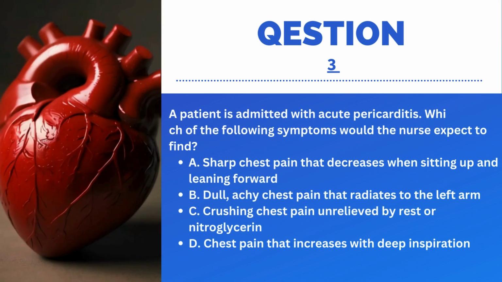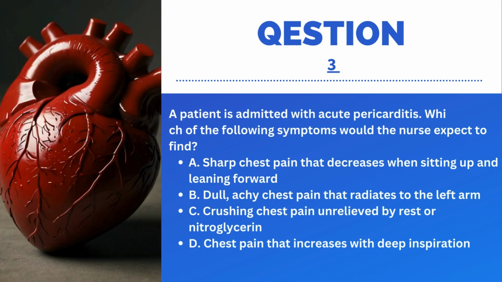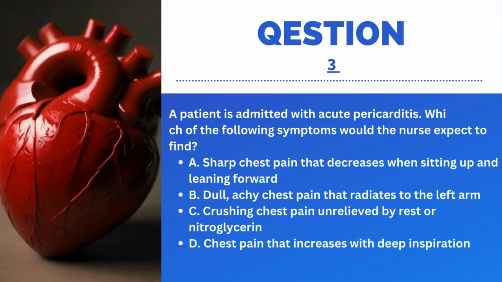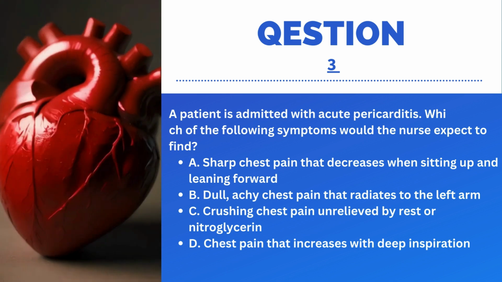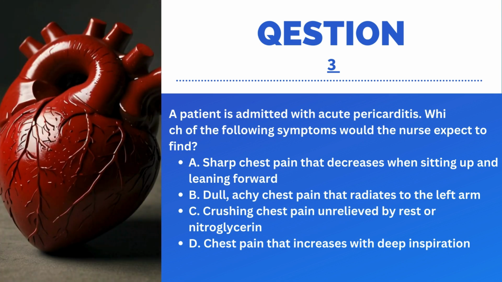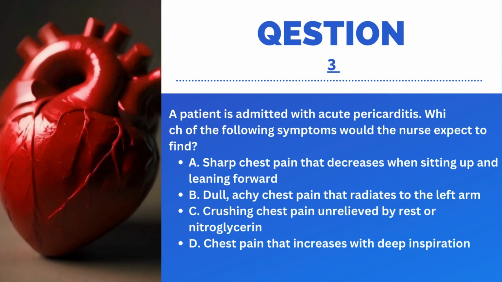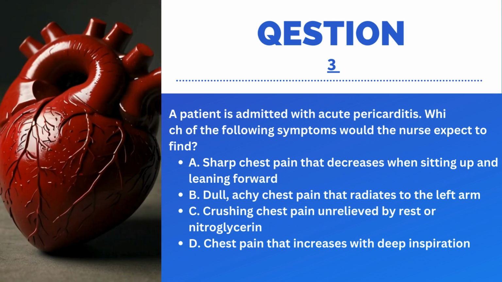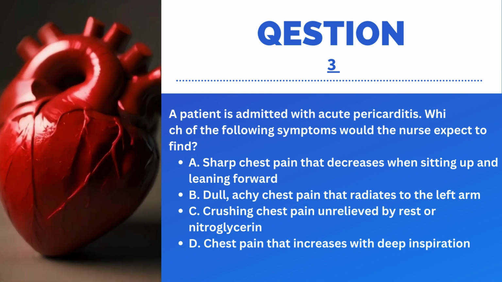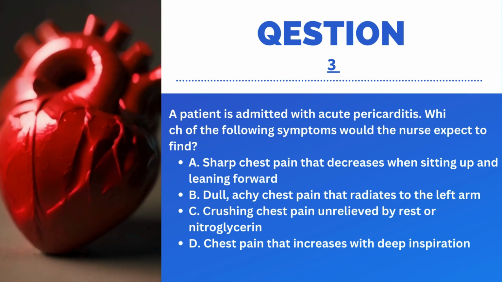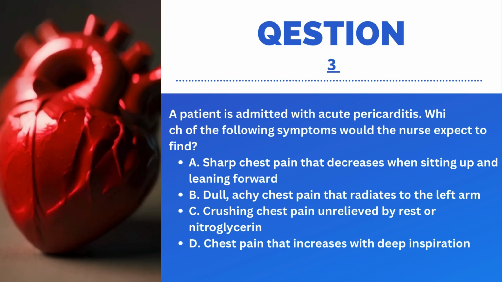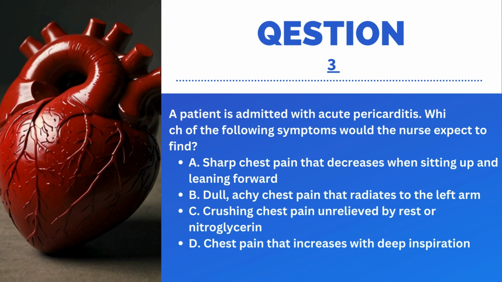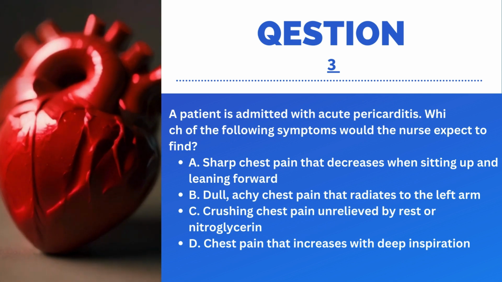Question. A patient is admitted with acute pericarditis. Which of the following symptoms would the nurse expect to find? A. Sharp chest pain that decreases when sitting up and leaning forward. B. Dull, achy chest pain that radiates to the left arm. C. Crushing chest pain unrelieved by rest or nitroglycerin. D. Chest pain that increases with deep inspiration.